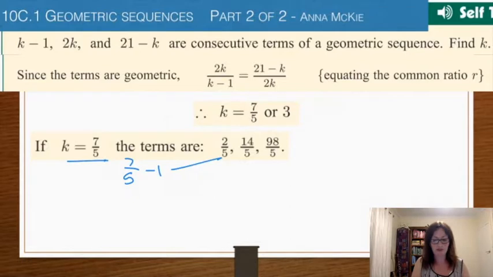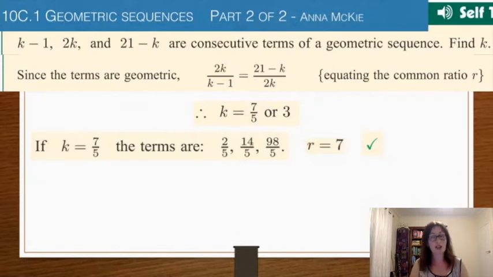That gives us 2 on 5. The second term is 2k, so we have 2 times 7 on 5, hence you can see the 14 on 5 there, and so on. And then looking at the common ratio, seeing if there is one. So then you just need to do a quick divide of subsequent terms to see if you get the same ratio between those terms.